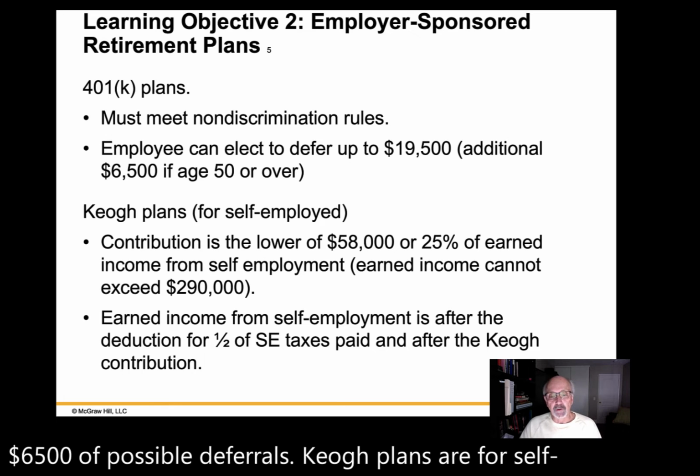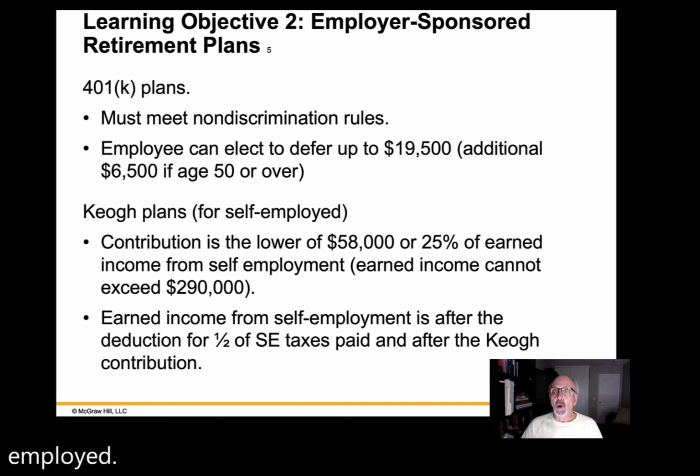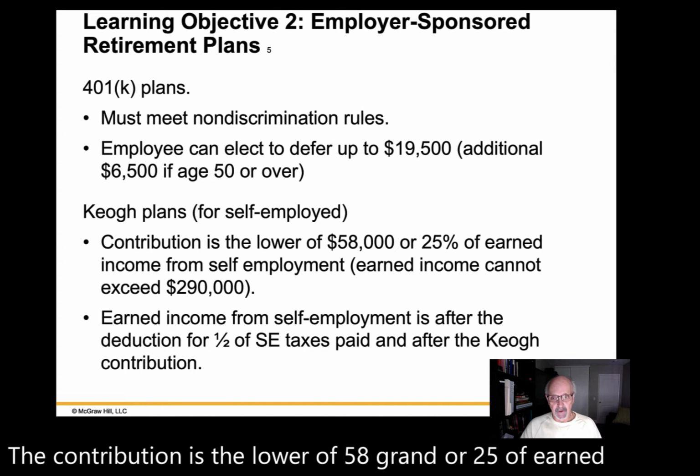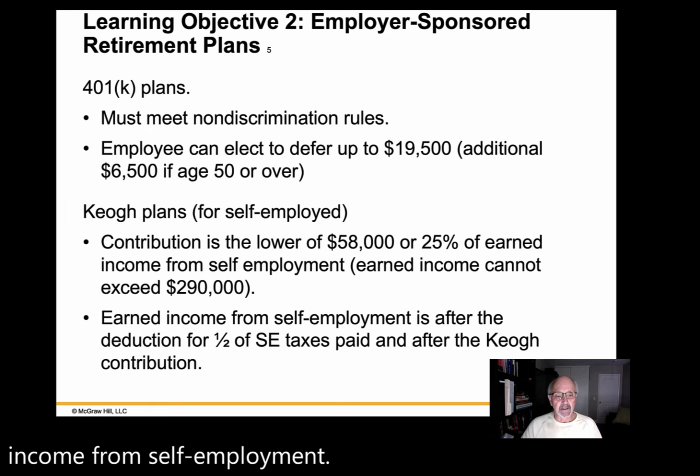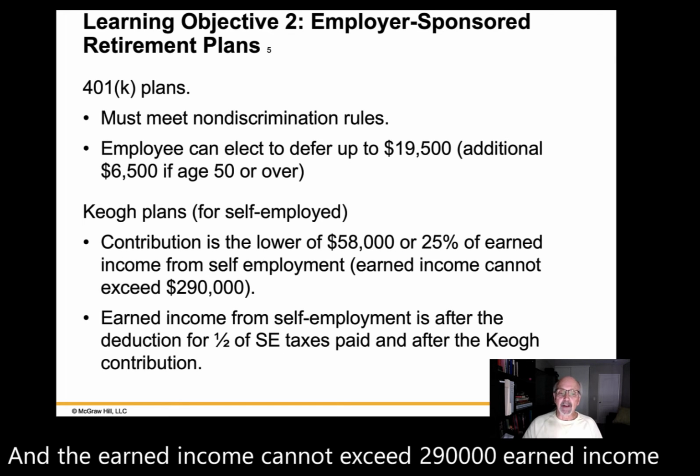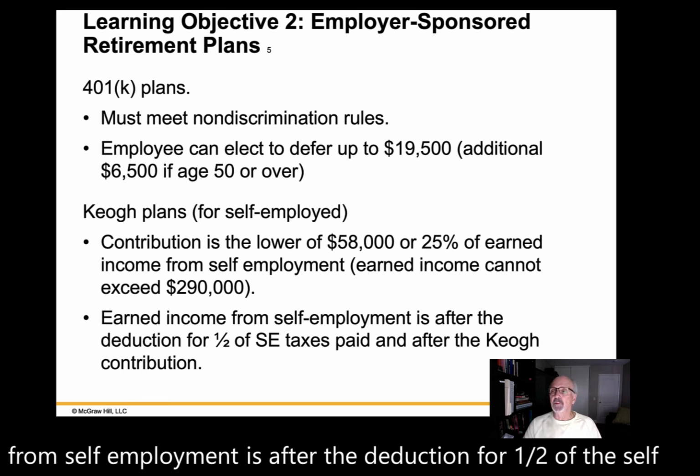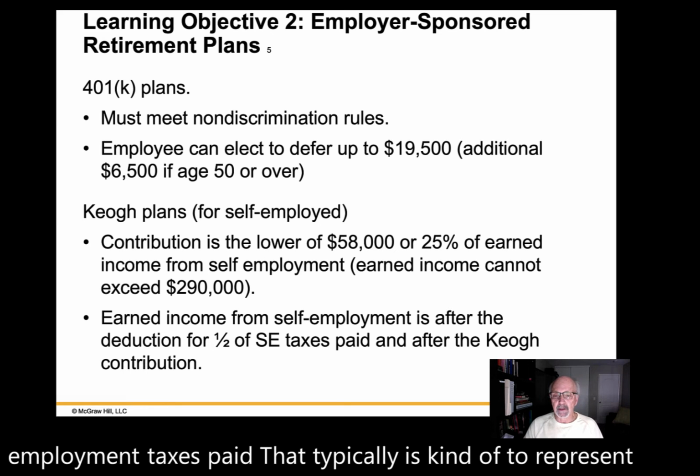The contribution is the lower of $58,000 or 25% of earned income from self-employment, and the earned income cannot exceed $290,000. Earned income from self-employment is after the deduction for 1/2 of the self-employment taxes paid. That typically is to represent what the employer portion would be, and after the Keogh contribution.